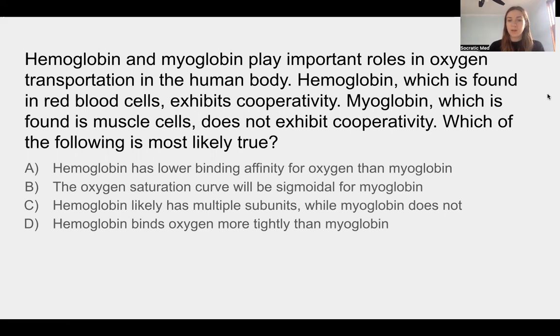All right, assuming you have answered the question, here is the answer. It is C. Hemoglobin likely has multiple subunits while myoglobin does not. So we're going to go over what cooperativity means, and hopefully that will explain why this is our correct answer.